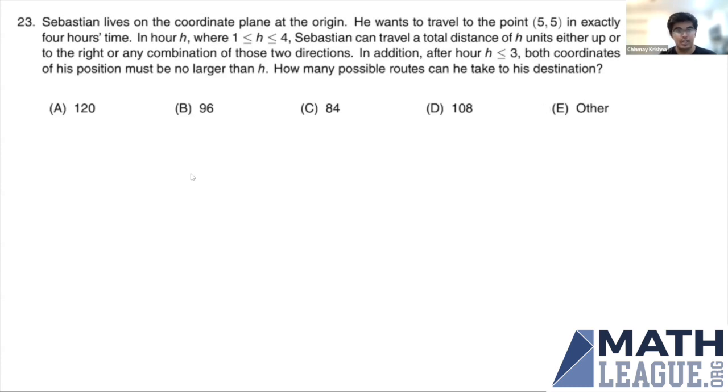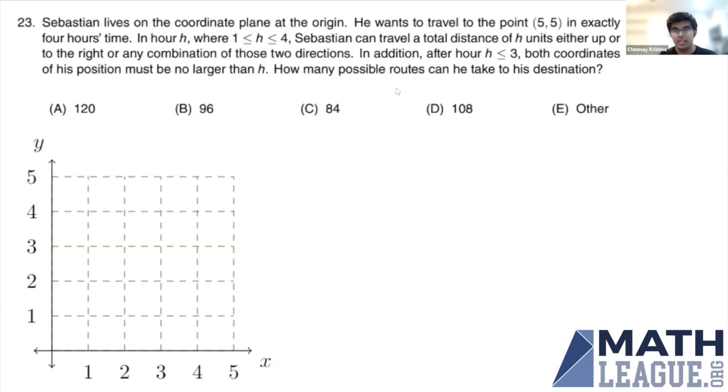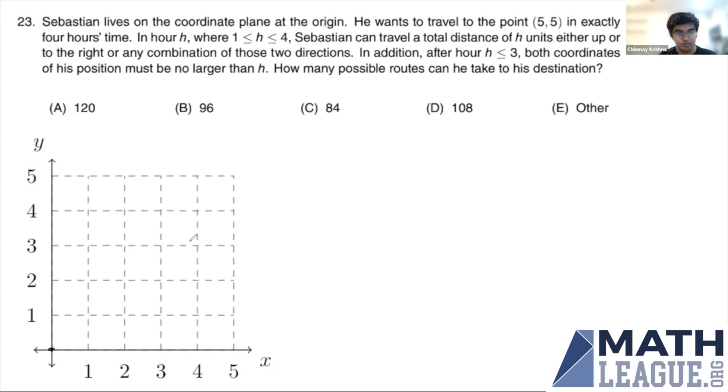So first, let's draw a coordinate plane, and then let's mark some points that we're going to be using. So he starts off at the origin, which is right here, and he wants to get to 5,5 after 4 hours. We're also given that every hour he travels either up or to the right. So that means after 1 hour, x plus y has to be 1, since he could either go up, increasing y by 1, or to the right, increasing x by 1.